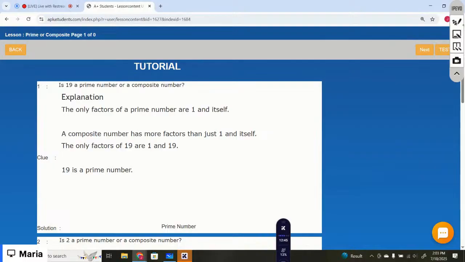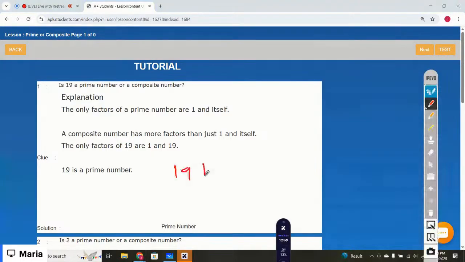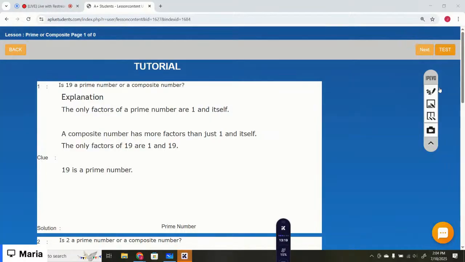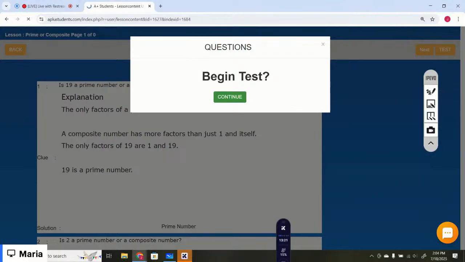So 19 times 1 is 19. 19 has only two factors, they are 19 and 1. We do not have any other two numbers that when multiplied make 19. So that means 19 is a prime number, right? Because 19 has only two factors, so it is a prime number. Let's just start with the test questions.